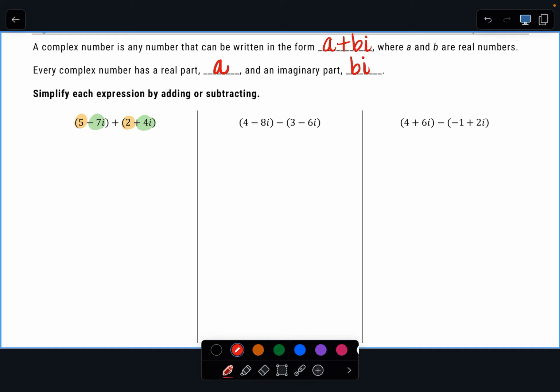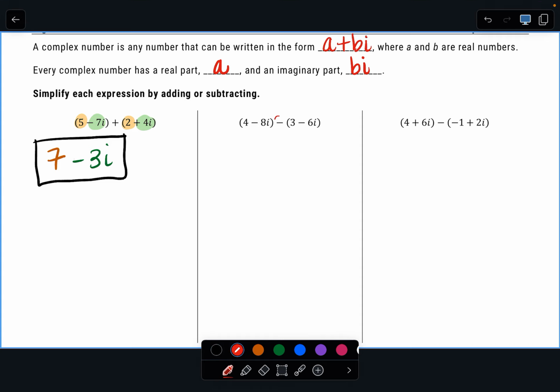So what is 5 plus 2? 7. Now, for combining the imaginaries, you're just dealing with the coefficients. What's negative 7 plus 4? Negative 3. So I'm going to have negative 3i. That's the answer. Those don't combine with like exponents, because we're not multiplying. We're just combining terms. If you were to multiply things, then that would be i squared.